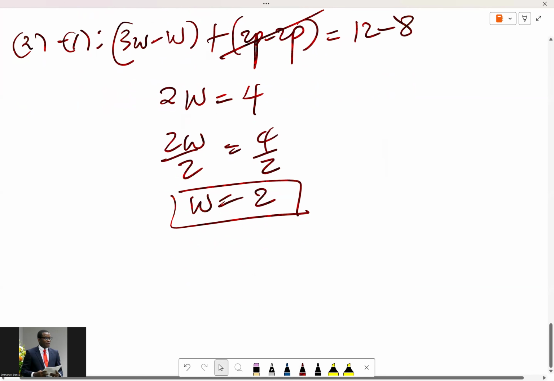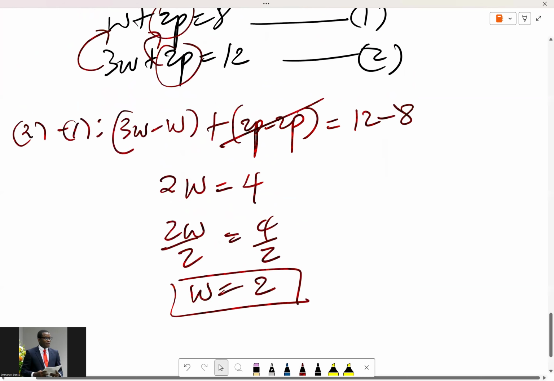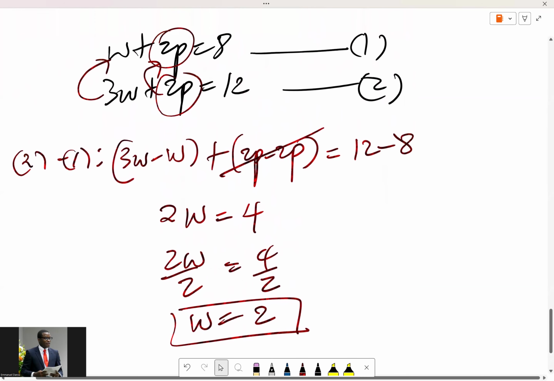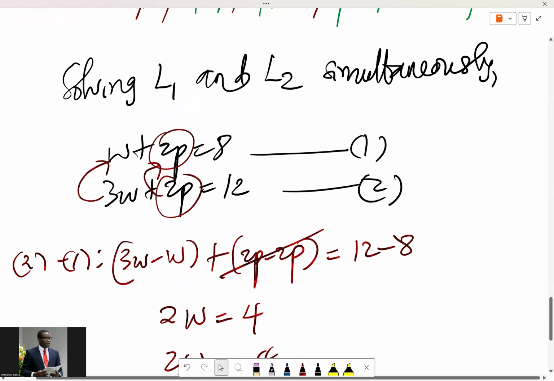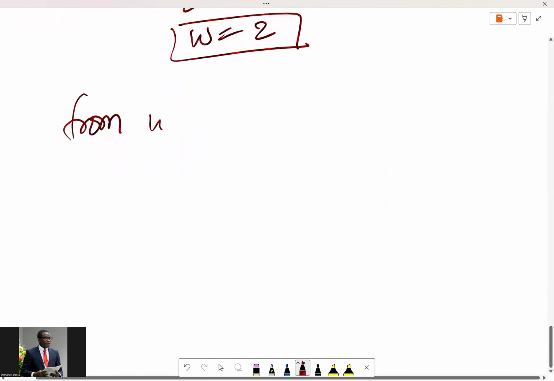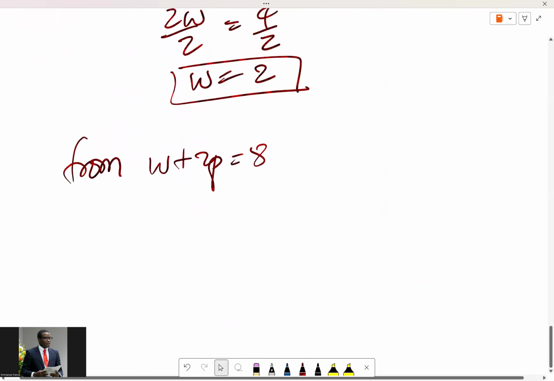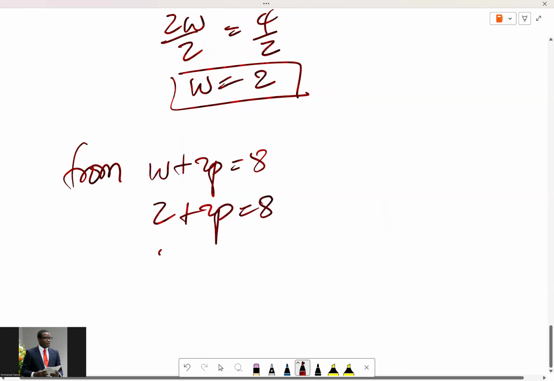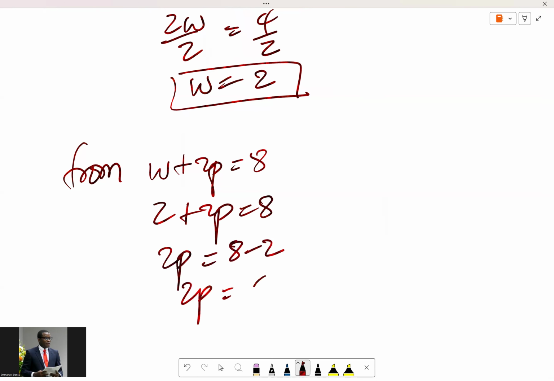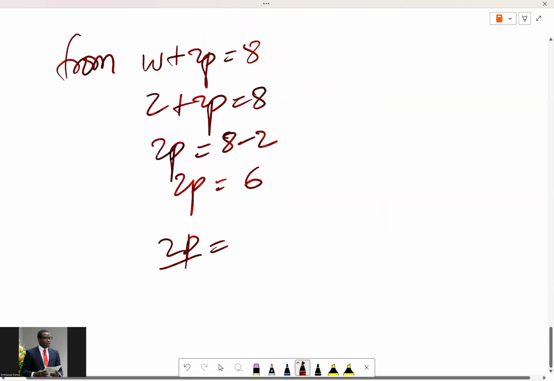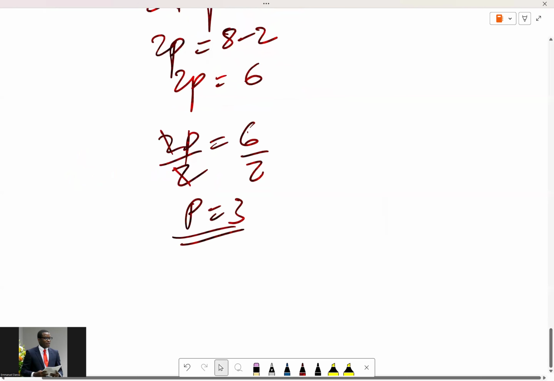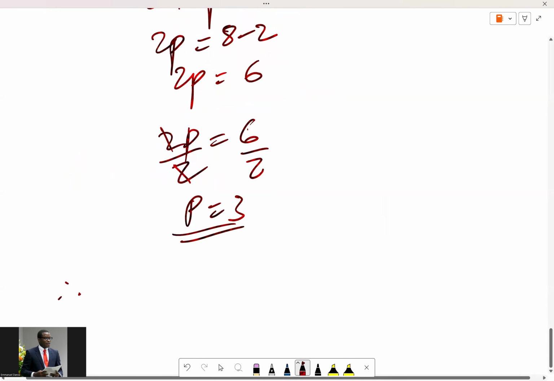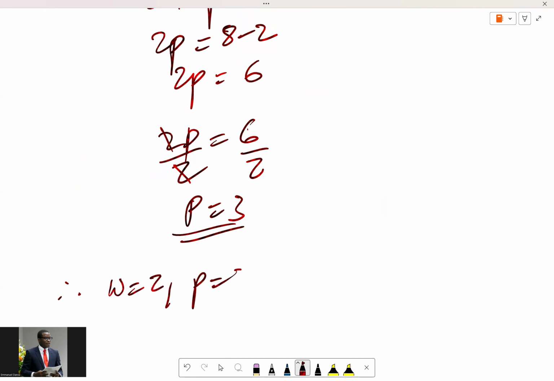Then we can now solve for P. From W plus 2P equals 8, with W as 2, we have 2 plus 2P equals 8. So 2P is equal to 8 minus 2. So 2P is equal to 6. So 2P over 2 is 6 over 2, this cancels out, so P is equal to 3. Therefore, we have W equal to 2 and P equal to 3.